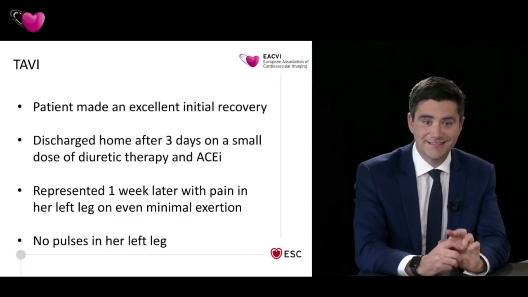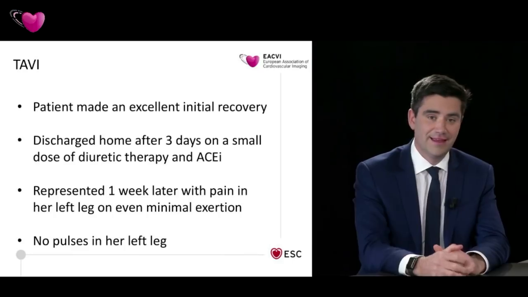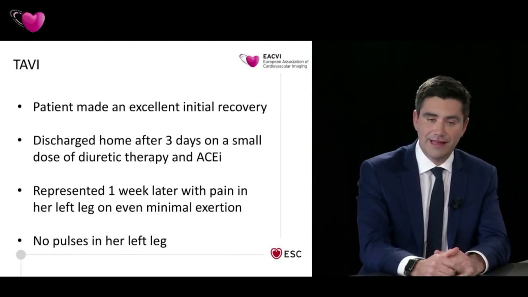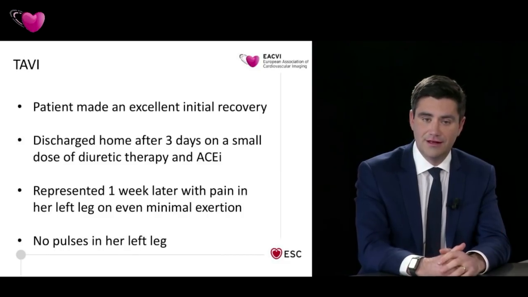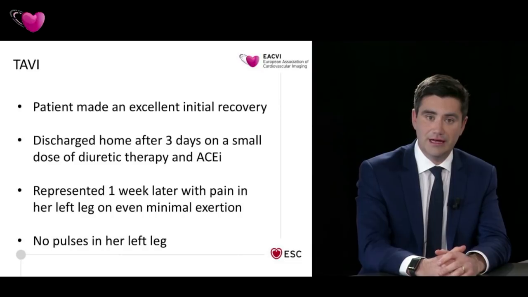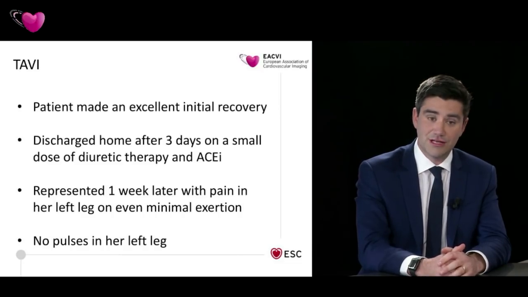We were delighted, but unfortunately, she came back a week later, and this time she was complaining of pain in her left leg, the lateral aspect of her left leg, and she was having that on exertion, but now equally she was having pain at rest lying in bed. And we were concerned about this. We got her into the hospital, we assessed her, and we couldn't feel any pulses in her left leg.